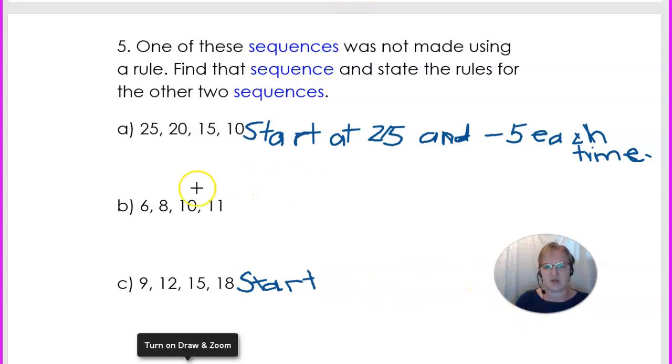All right, so then it becomes obvious that yes, B is the one that is not made using a rule. Because it looks like it starts out as a rule, but we have to look at all the terms that they give us to show that it's not actually a rule.